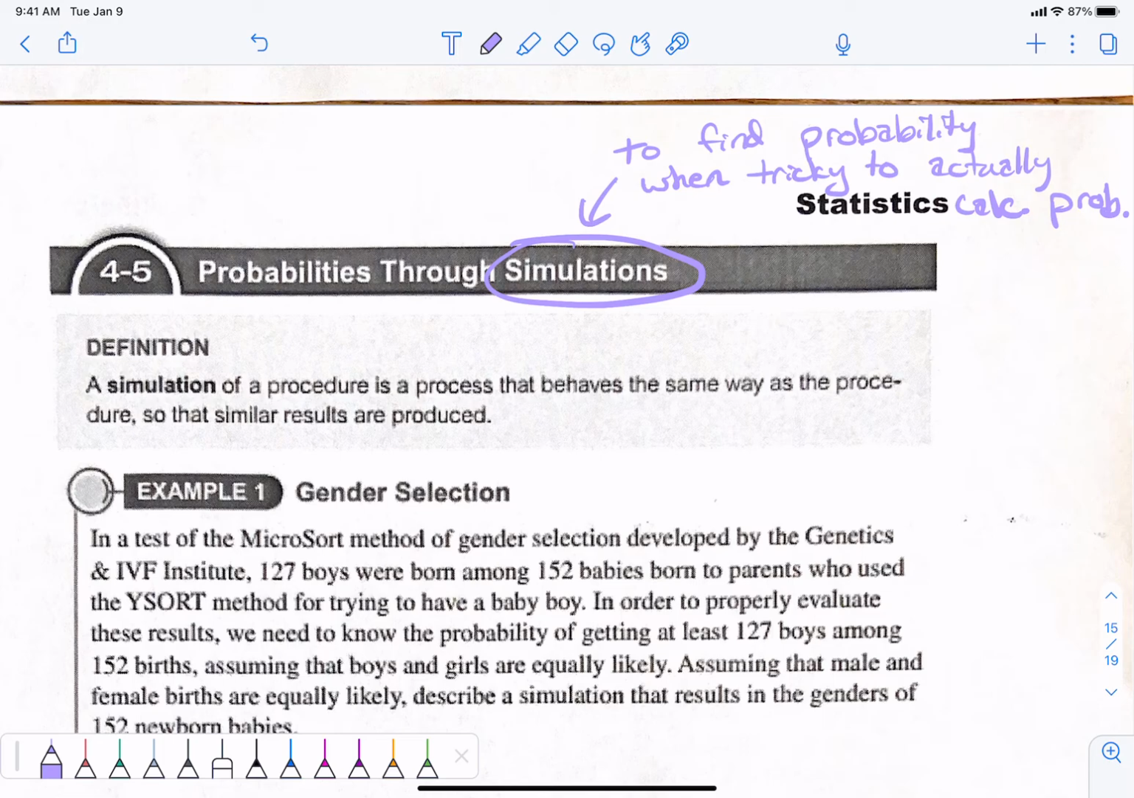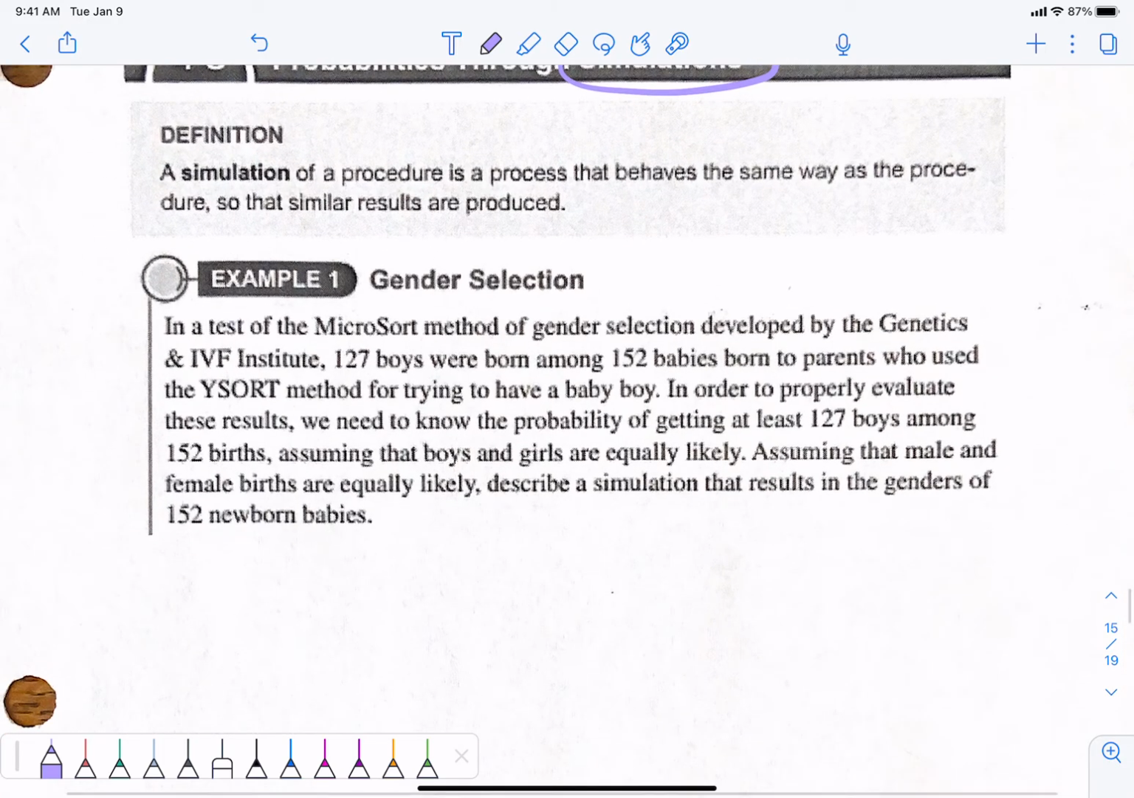We have gender selection going on here, and we're talking about 152 babies being born. We do not have access to, nor do we want to, poll 152 mothers and have them go through the nine-month process and have babies. I don't want to have to track that, so I want an instantaneous method for 152 babies. I'm going to pull 152 numbers and see how many of them are boys and how many are girls.